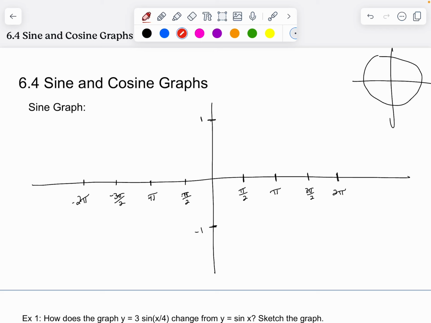When I initially start here on my unit circle, my sine value is at 0. At pi/2, my sine value is 1. At pi, my sine value is at 0 again. And then at 3pi/2, I'm at -1. And at 2pi, going back to that same location, I'm at 0. So your sine function is going to follow that curve, and that should have hit there.